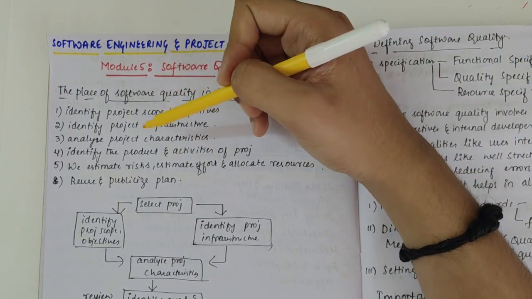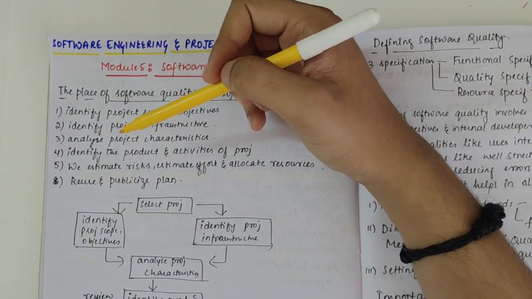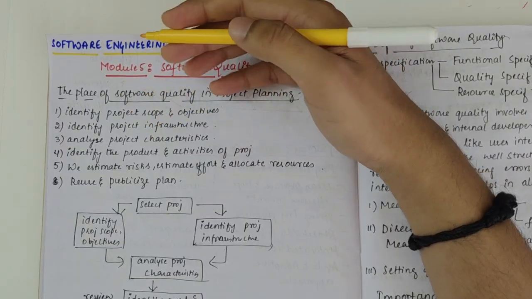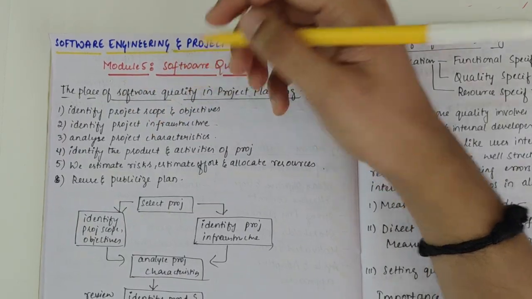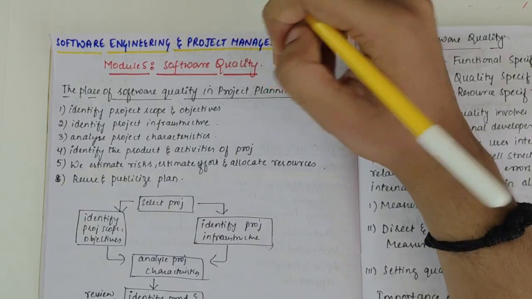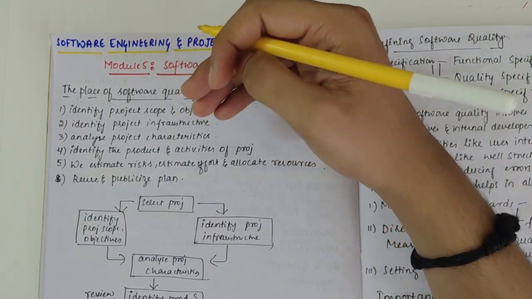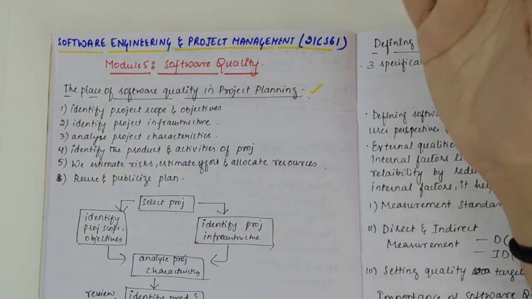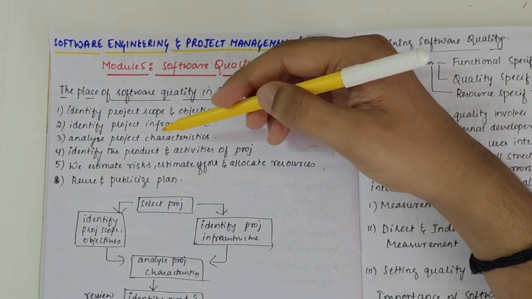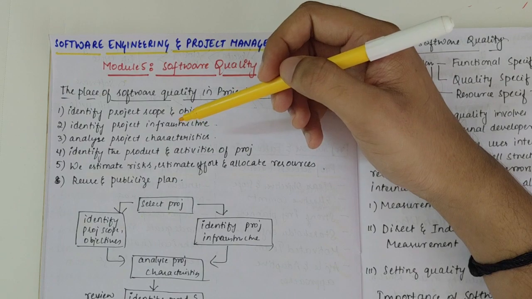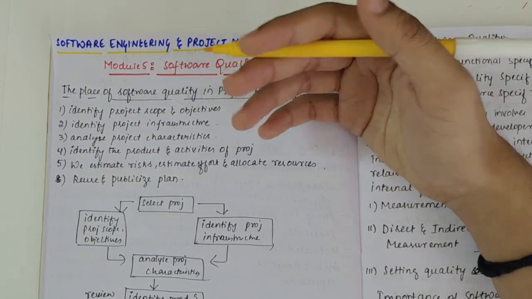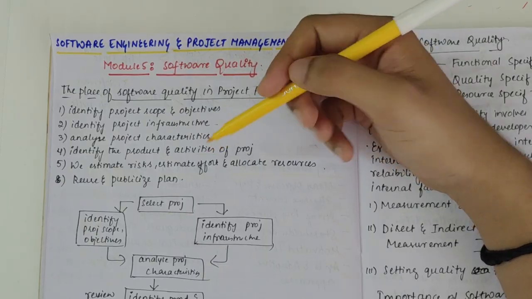After identifying these, we move on to identify the project infrastructure. Project infrastructure could be what standards need to be followed, what the hardware components and their specifications are, and all of that. And how will our project be developed, in what manner will it be executed. Then we analyze the project characteristics again: what the characteristics of our project are, what functionalities we'll be inculcating, and all of that.